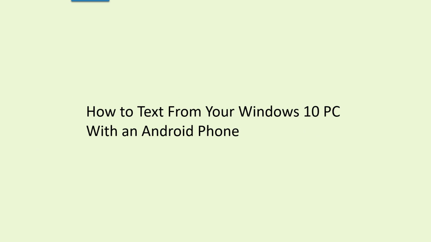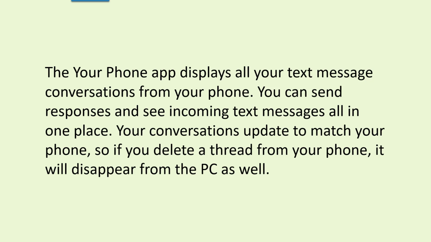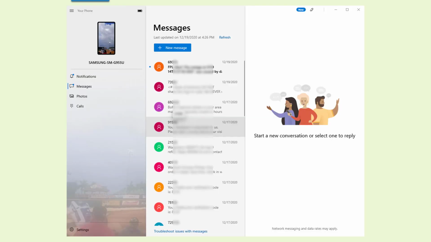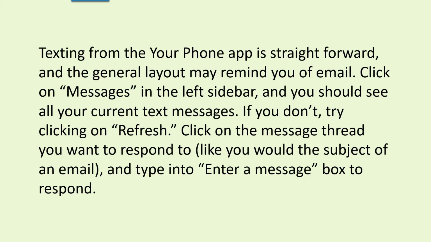How to text from your Windows 10 PC with an Android phone. The Your Phone app displays all of your text message conversations from your phone. You can send responses and see incoming text messages all in one place. Your conversations update to match your phone, so if you delete a thread from your phone, it will disappear from your PC as well. And here's what it will look like on your PC.